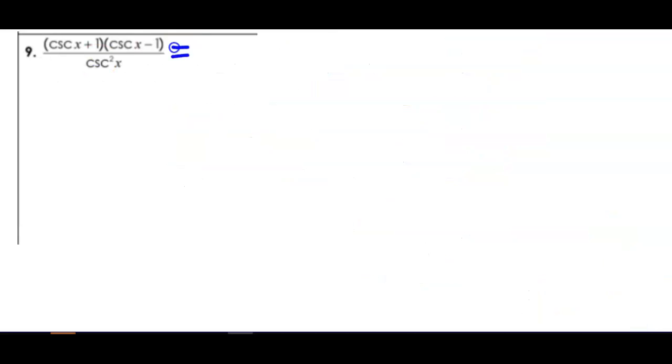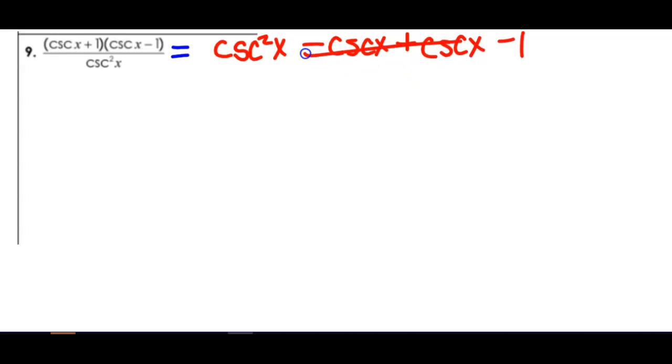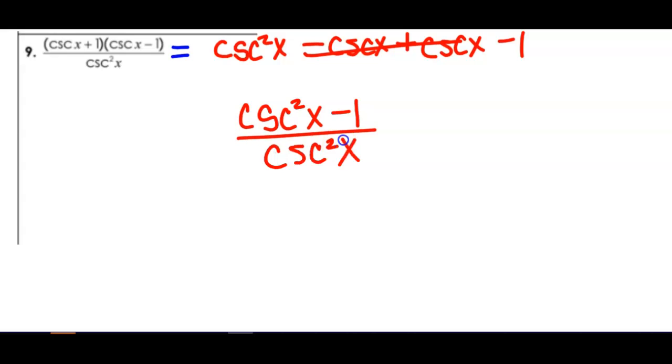The last two I have here, I think it's the last two, are factoring or unfactoring. In this case, we're going to FOIL the top together, so we get a cosecant squared minus a cosecant plus 1 cosecant minus 1. These add to 0. So I have a cosecant squared of x minus 1 all over cosecant squared of x.